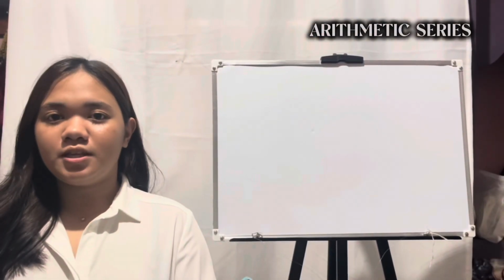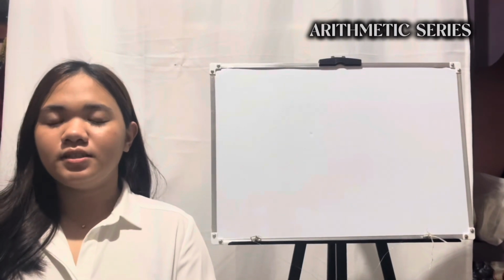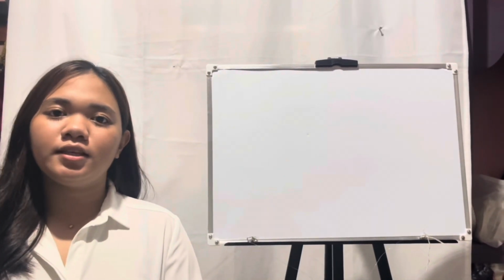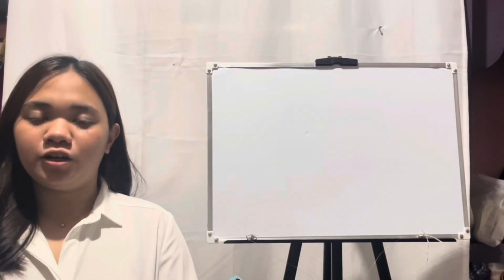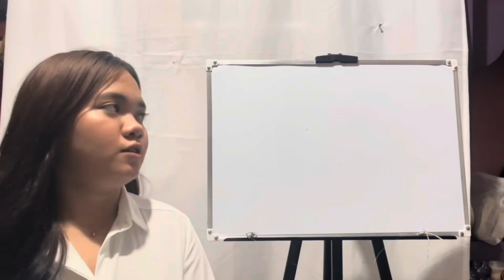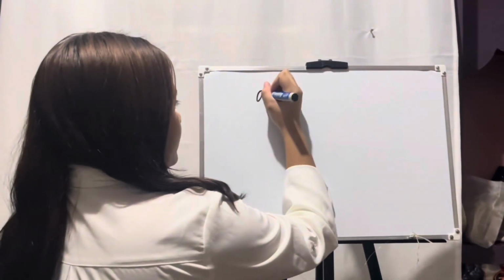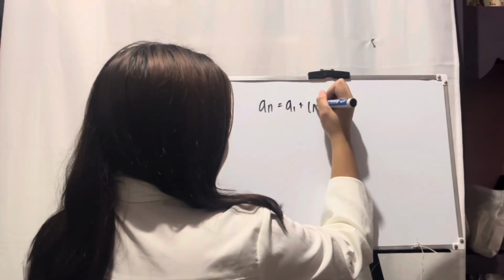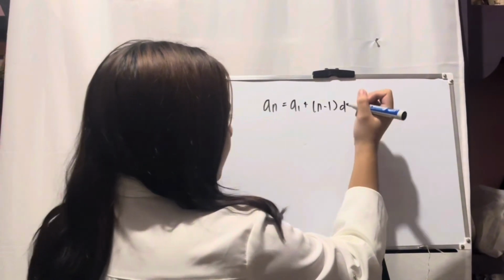Next is the arithmetic series. An arithmetic series is the sum of the numbers of an arithmetic sequence. You can get this by adding up the numbers of an arithmetic sequence. So here is the formula: a sub n equals a sub 1 plus n minus 1 times d.